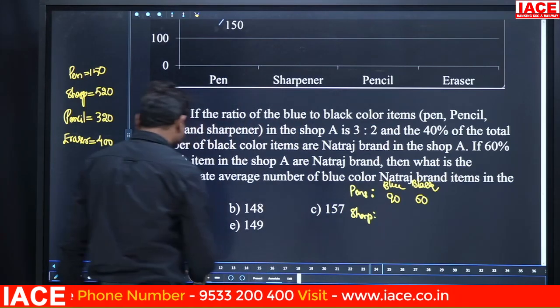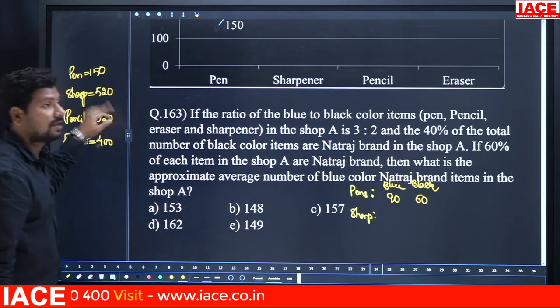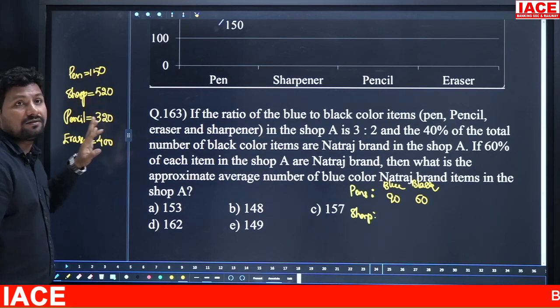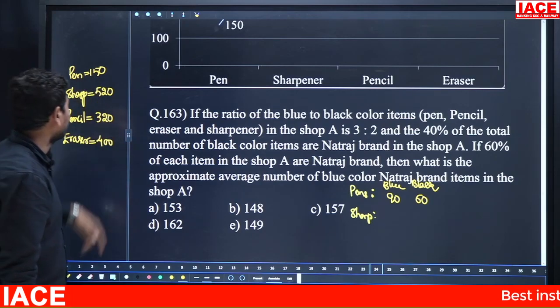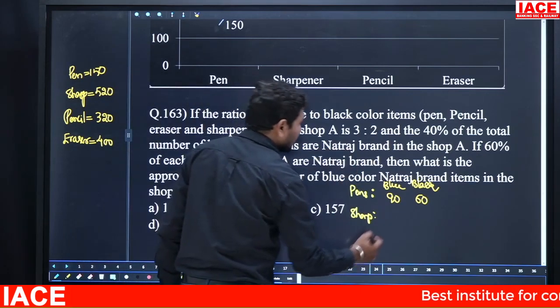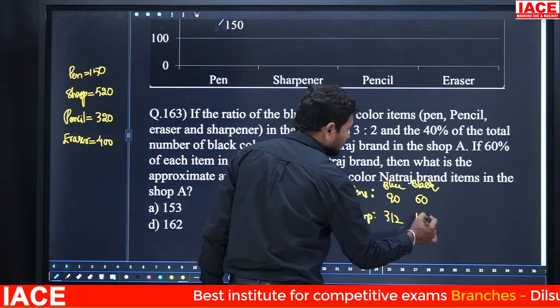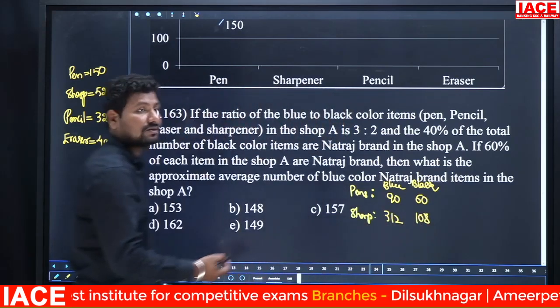Sharpener side is also the same concept. 5 parts is equal to 520. 5 parts is equal to 520 means then 1 part is equal to how much? 5 4s are 20, it is equal to 104. 1 part is equal to 104. Then 3 parts is equal to 312. Then 2 parts is equal to 208. 208 plus 312, it is equal to 520.